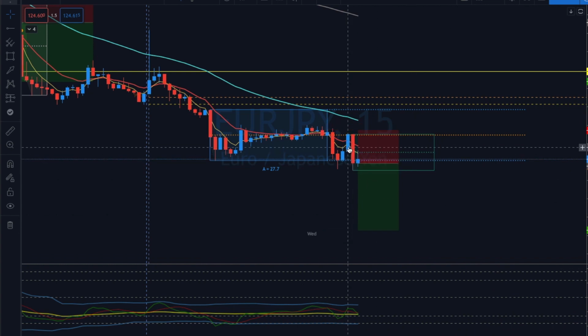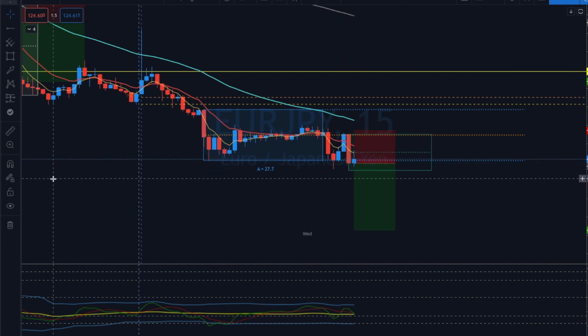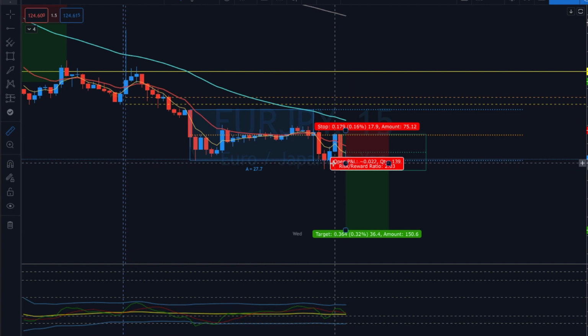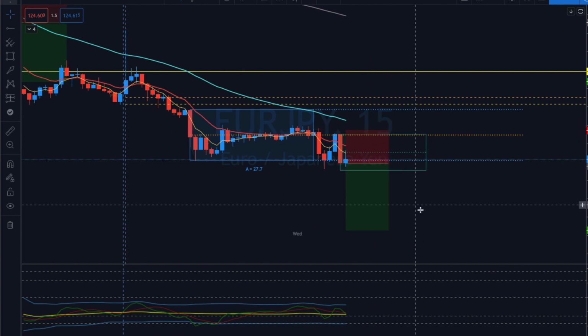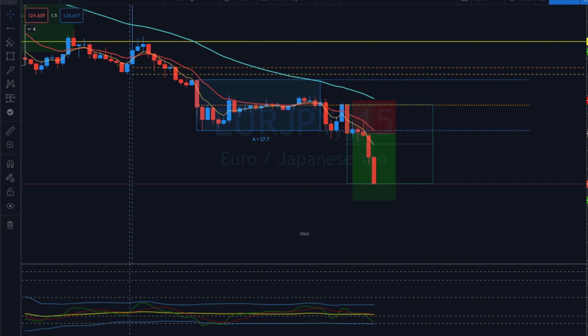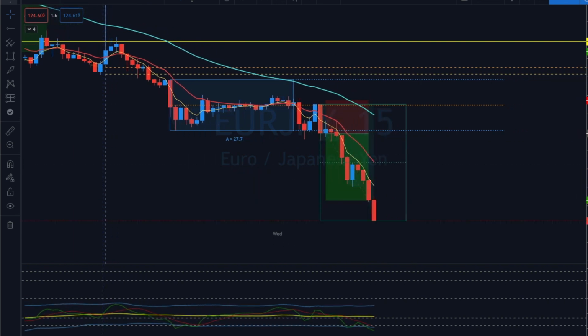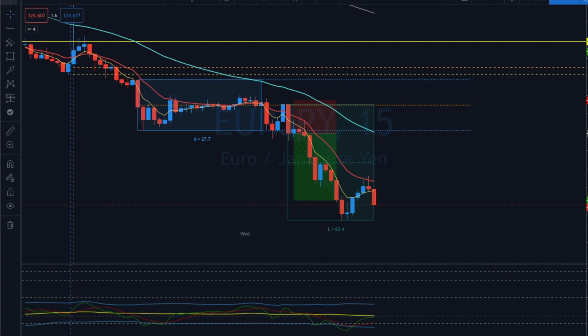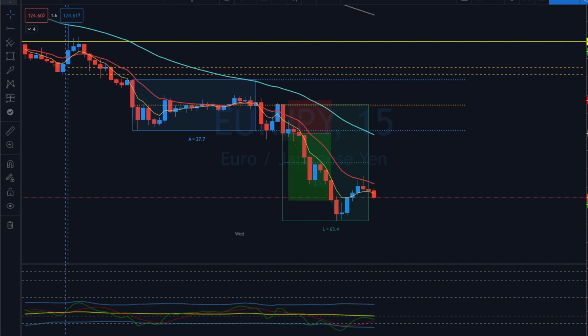So in this case, you did have a pullback. This pullback basically would have saved you about 5 pips or so. So instead of having a 17 pip risk, you would have about a 12 pip risk. So that's exactly what I'm talking about. All right, so let's see if this goes down or not. No, so there's your trade setup there.